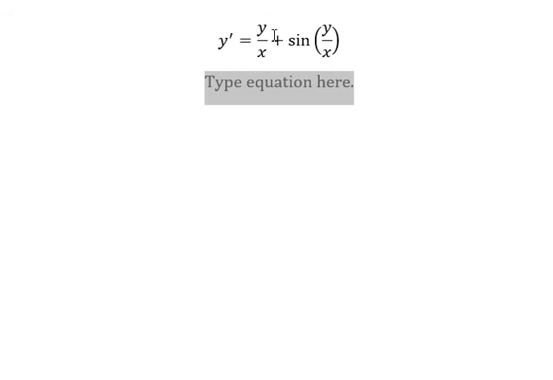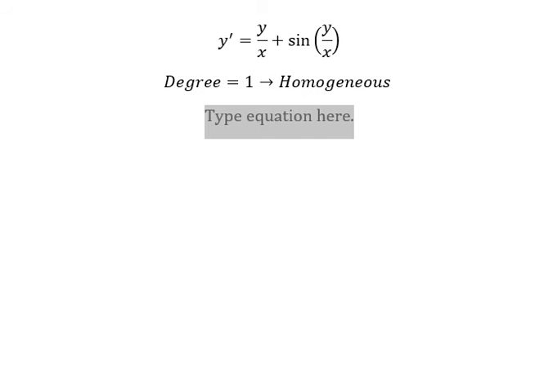We have y divided by x, y divided by x. That is about degree number 1. So this is about homogeneous. So I will put y equal to vx. Later we do the first derivative for both sides.